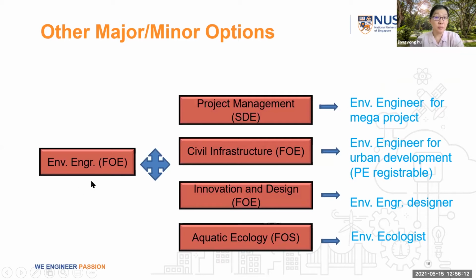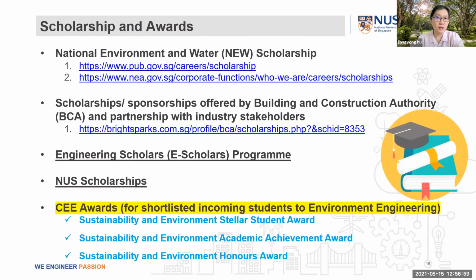You also can consider environmental engineering major plus project management as a second major. You can consider environmental engineering major plus civil infrastructure as a second major. If the student reads this second major, then you are able to go for the professional engineer registration. You can consider a second major such as innovation and design offered by FOE. You can also consider a second major in aquatic ecology if you are very much interested in the science, and then you can prepare yourself to become an environmental ecologist. There are many options like that. If you go to the NUS Bulletin, you can find 30-40 majors and 50 to 70 minors to choose from. So you can feel free to explore.